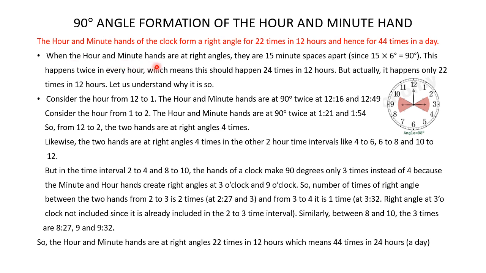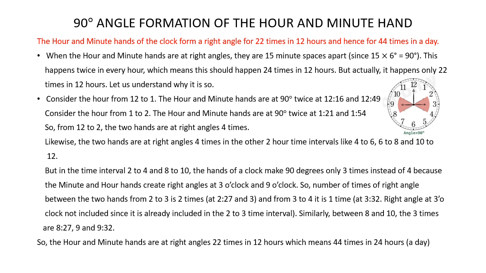Now, when the hour and minute hands are at right angles, it means they are 90 degrees apart, which also means they are 15 minute spaces apart because 1 minute is 6 degrees, so 15 minutes would be 90 degrees. So whenever the hour and minute hands are at right angles, they are 90 degrees apart.